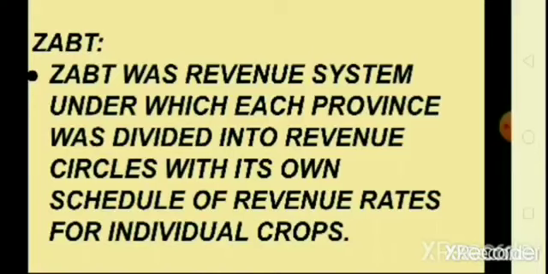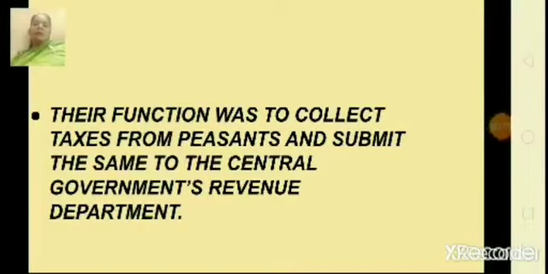Akbar's revenue minister, Todar Mal, carried out a careful survey of crop yields, prices, and areas cultivated for a 10-year period, that is from 1570 to 1580. Tax was fixed on each crop in cash. So basically, the function of the Zamindar was to collect taxes from peasants and submit them to the central government's revenue department. Each province was divided into revenue circles with its own revenue rates for individual crops. The revenue system was known as Zabt.